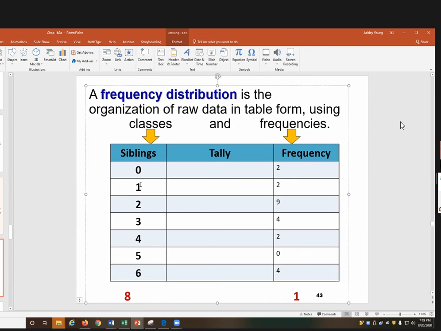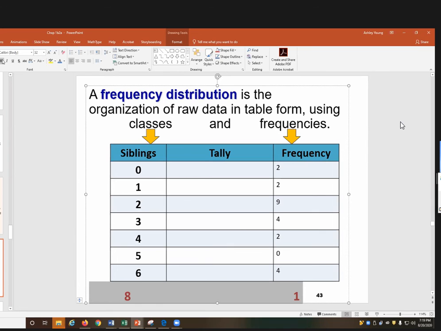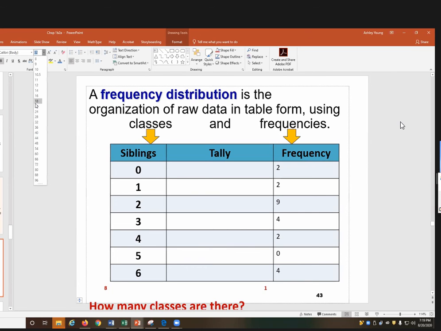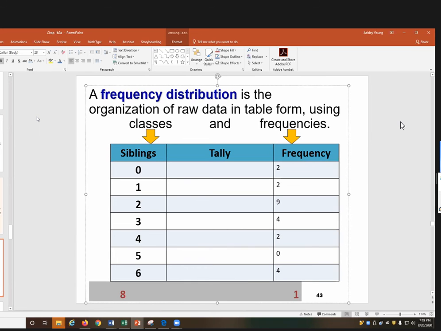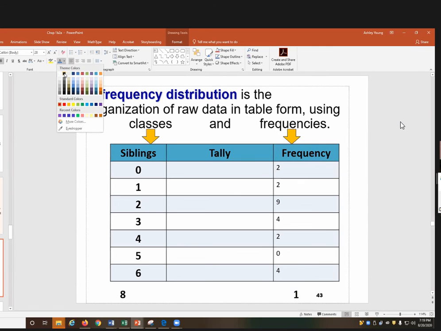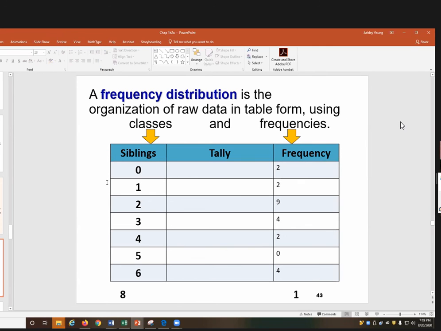So how many classes do I have here? Don't forget the 8 down here. Count him too. What do you guys think? Okay, so I got a lot of people. Yeah, so 8 is very common. 7, some people think 7 too. If you count them, 1, 2, 3, 4, 5, 6, 7, 8.